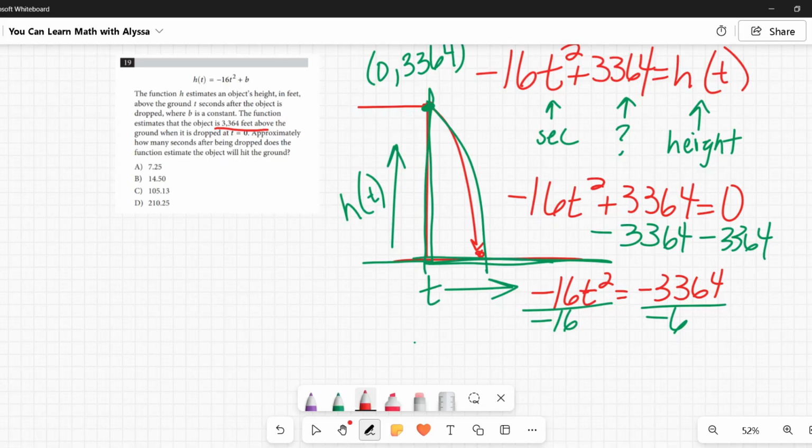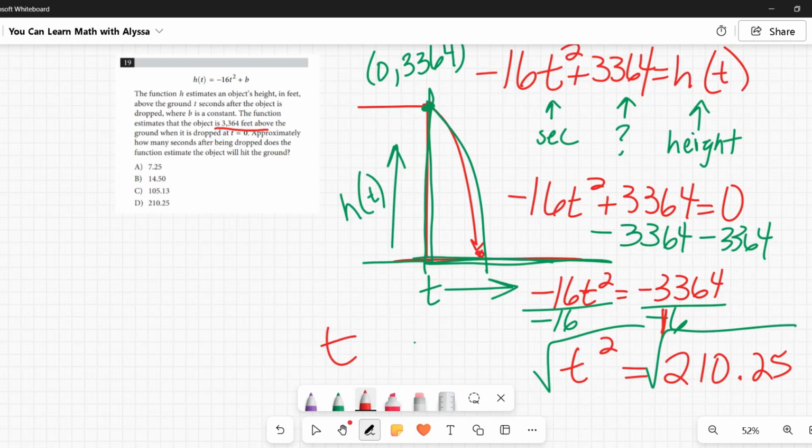And when I do that, then on the left side, I am going to get that t squared is equal to, I forgot, I didn't put a negative 16, I put negative 6. Sorry about that. When I divide both sides by negative 16, I get that t squared is equal to 210.25. Now to undo this squaring, I just need to square root both sides, and I get that t is equal to 14.5. Normally I would say plus or minus, but seconds can only be positive in this case. It's how many seconds afterwards, so only the positive is the one we need to worry about. And there is my answer, B, 14.5.